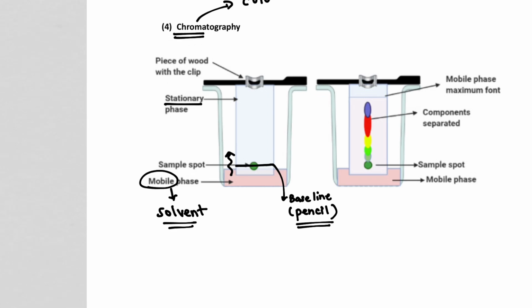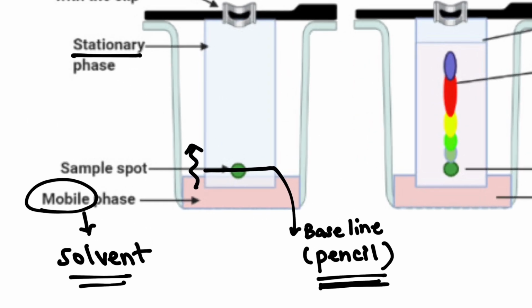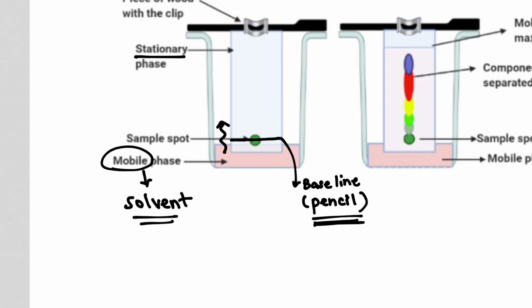Now when we draw the baseline, it must be above the level of the mobile phase, above the level of the solvent. If it is below the level of the solvent, then the sample spot would mix with the solvent, which we do not want. So the sample should be above the solvent, so that when the solvent moves, it carries the sample spot together with it on the stationary phase.